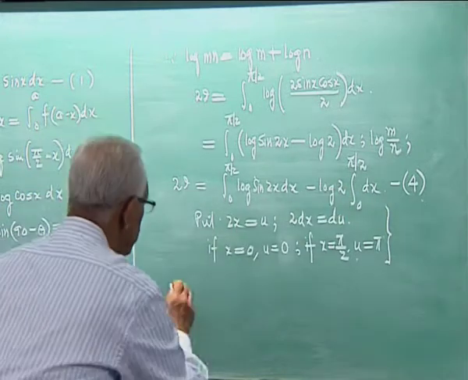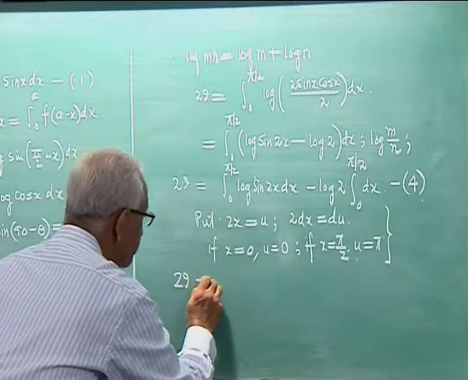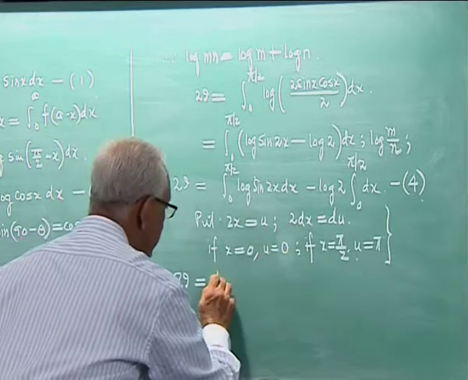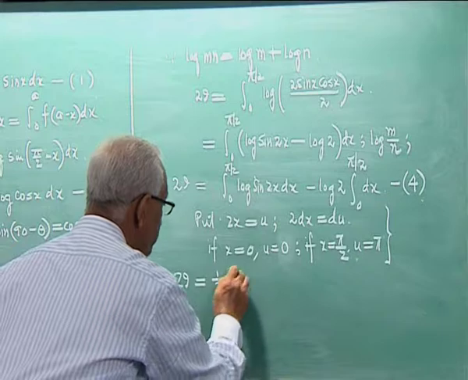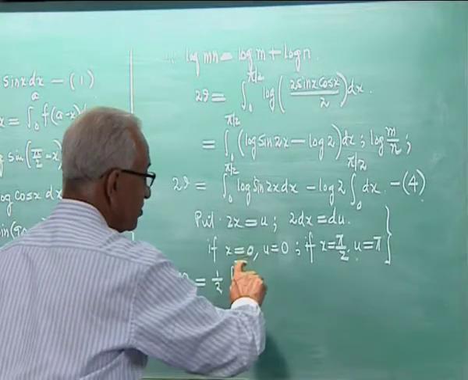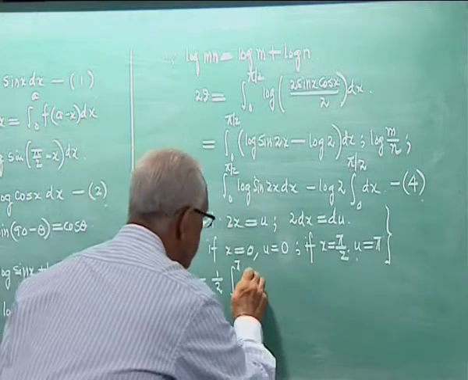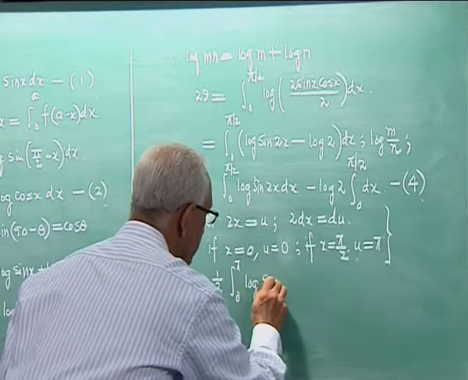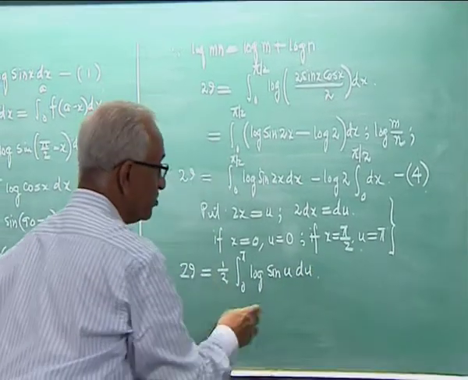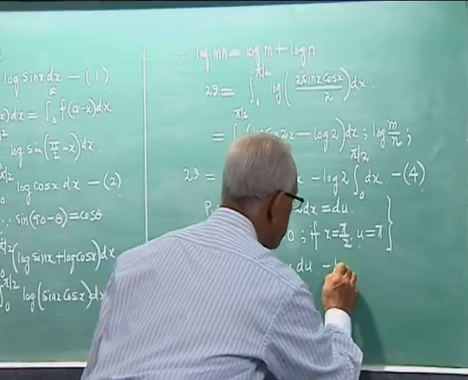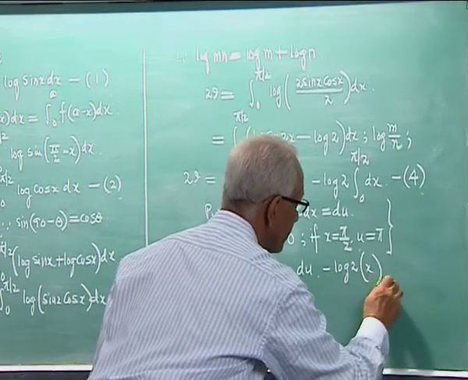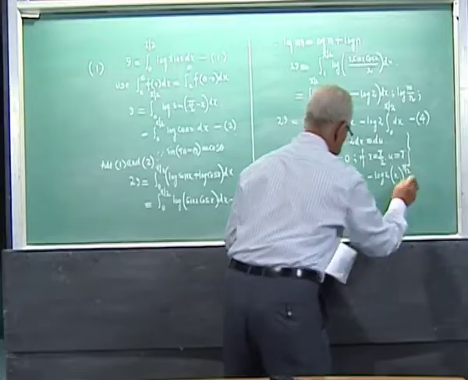This has nothing to do with the change of limits or substitution. So for 2I, the 2 comes down, we will have 1 upon 2, and the u integral will have limits 0 to pi. This is log of sine u du, that 1 upon 2 has come over here, minus log of 2, with x varying from 0 to pi by 2.